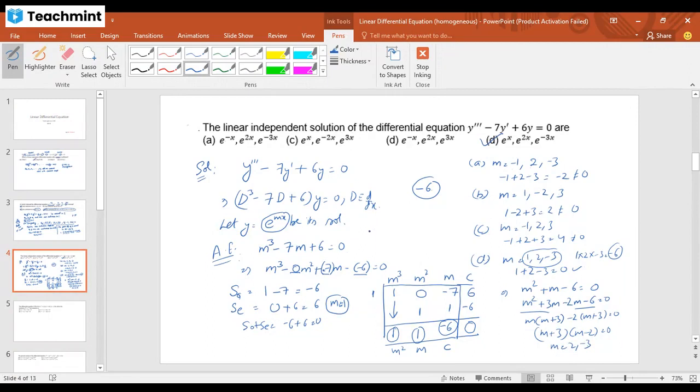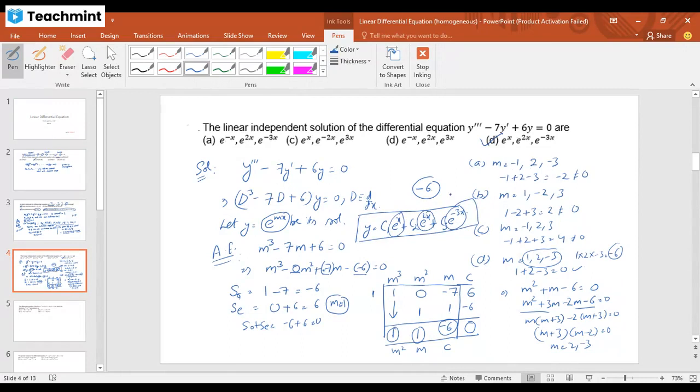So what is the general solution? The general solution is the linear combination, because we have assumed e raised to power mx to be the solution. So one solution is e power x, another solution is e power 2x, and the third solution is c3 e power minus 3x. Or we can say that the linearly independent solutions are e power x, e power 2x, and e power minus 3x. So again, we get the correct answer as option D only.